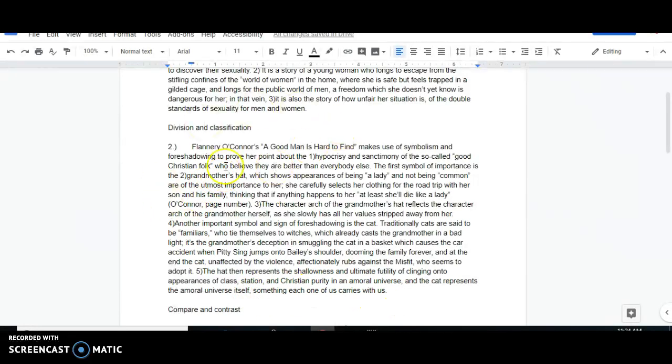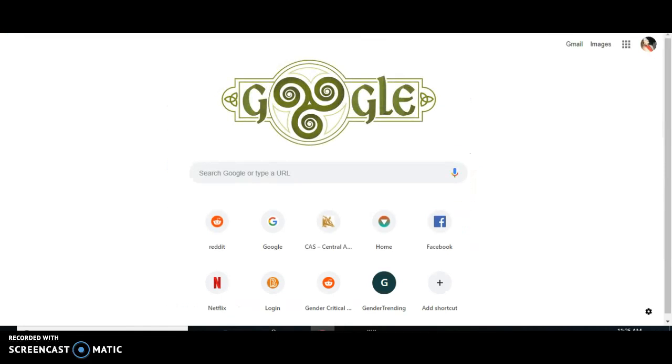Okay, so this is also divided into parts, as you can see. It starts with the hypocrisy and sanctimony of so-called good Christian folk who believe they are better than everybody else. Let's look up definitions for those two things.